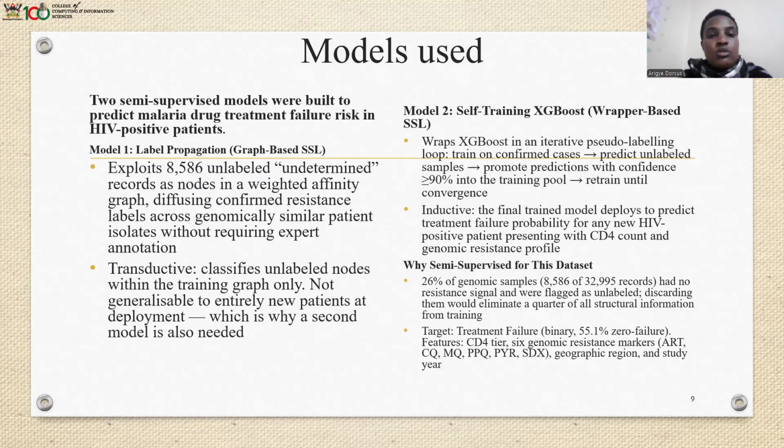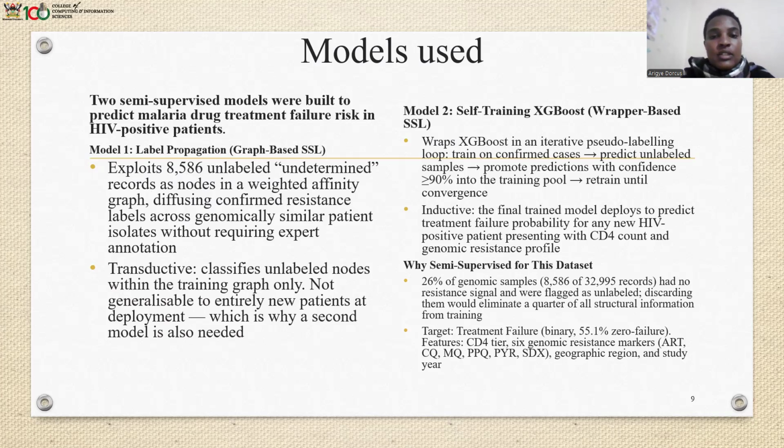information. So to solve this, we didn't just build one model, but two distinct semi-supervised models. Think of them as two different strategies to leverage this unlabeled data. The first model we had to deal with is label propagation. This is a graph-based transductive model.